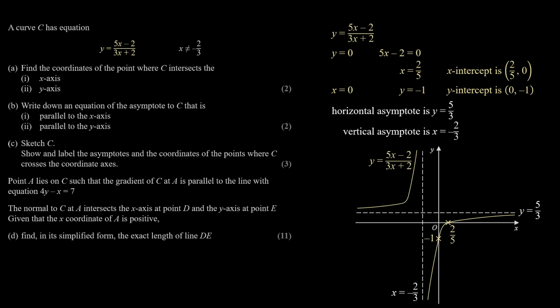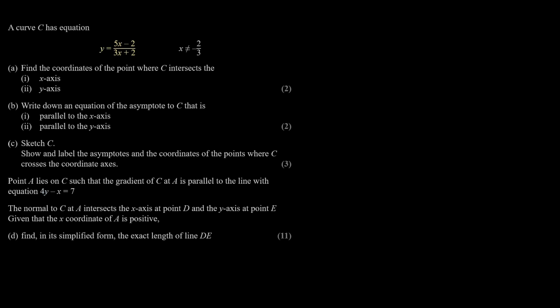bottom left quadrant. It is given that the gradient of the curve at point A is parallel to the line 4y minus x equals 7. The equation of the line is equivalent to y equals 1/4 x plus 7 over 4. The gradient of this line is 1 over 4, which is the same as the gradient of the curve at A. The gradient of the curve can be obtained by differentiating the expression.